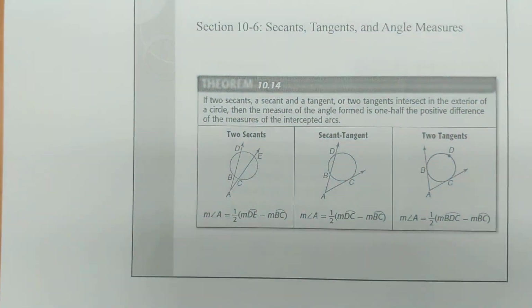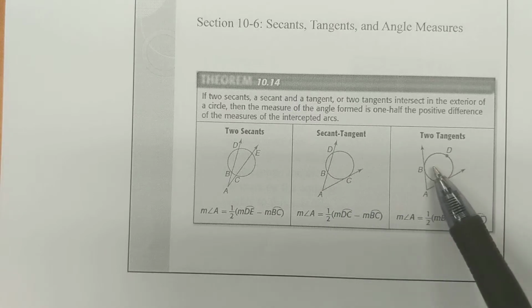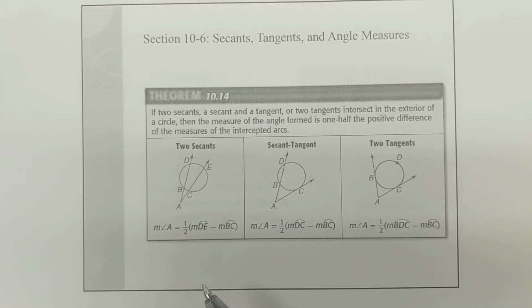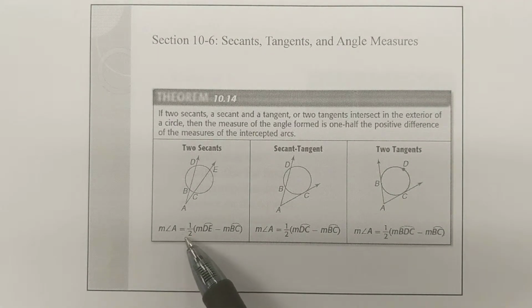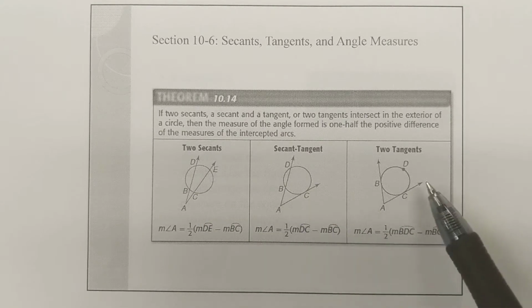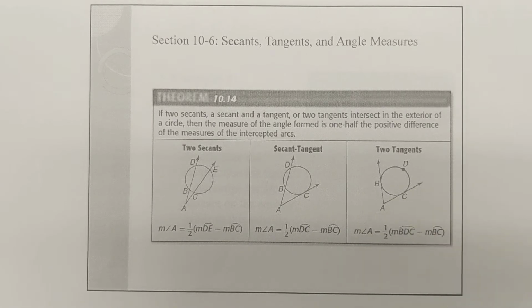All right, and the last case is if you have the lines that meet outside the circle, so that would be a combination of 2 secants, a secant and a tangent, or 2 tangents. But in either case, the setup is pretty much the same. The angle is equal to 1/2 the difference in the 2 arcs. It's always the larger arc minus the smaller arc. DE is more than BC. DC is more than BC. BDC is more than BC.